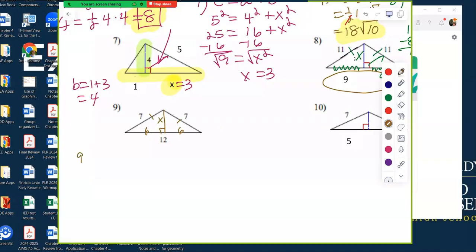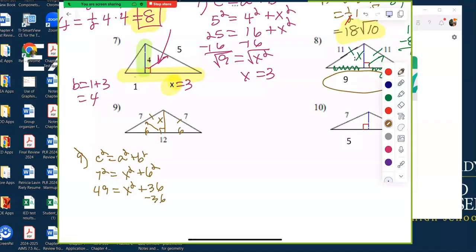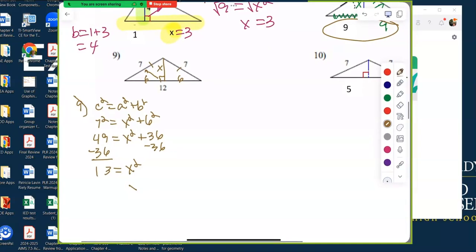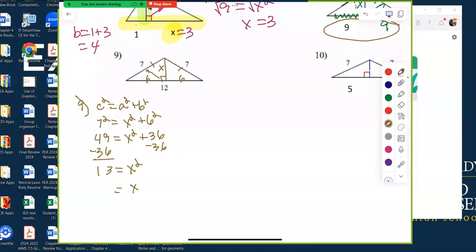So I'm going to say for number 9, c squared equals a squared plus b squared. The c squared is the 7. 7 squared equals x squared plus 6 squared. 49 equals x squared plus 36. Subtract 36. Subtract 36. 13 equals x squared. I don't want x squared, I want x. So x equals radical 13, which I cannot simplify.